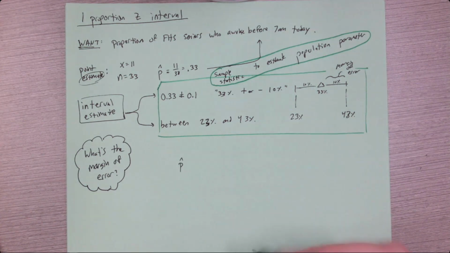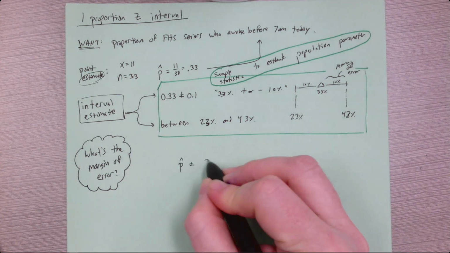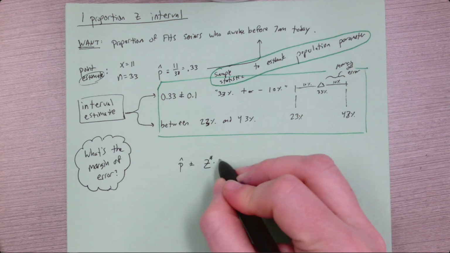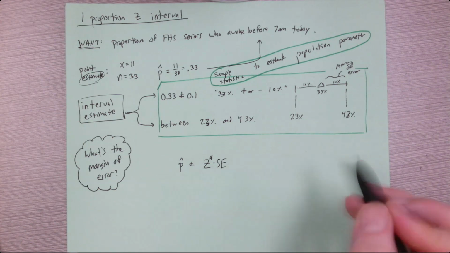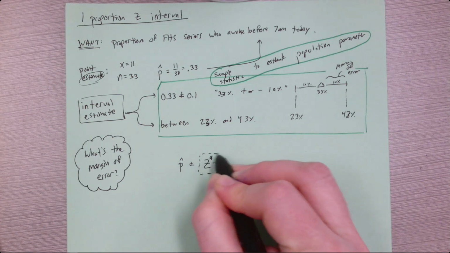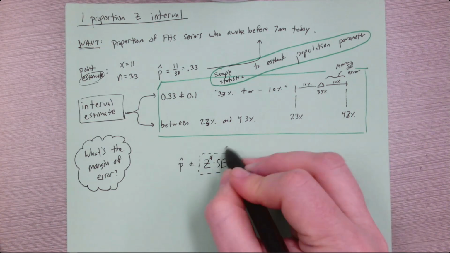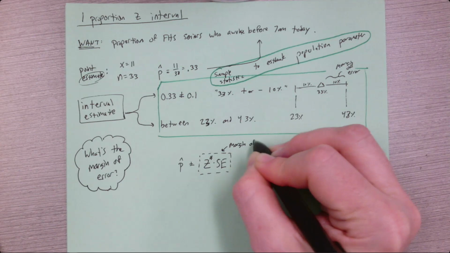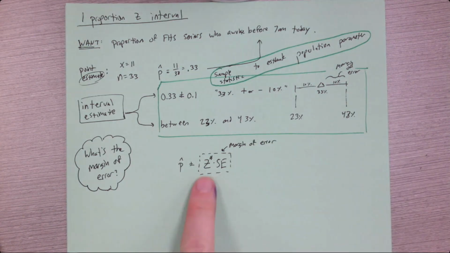So p-hat is our point estimate, plus or minus z star is a symbol, and then I'm going to write SE here, although we're going to see other symbols for this later, because SE is the symbol I've been using. So this is how you calculate the margin of error. It's two numbers multiplied together. Z star is going to be a number, standard error is going to be a number. Okay, let's look and see what each of these mean.